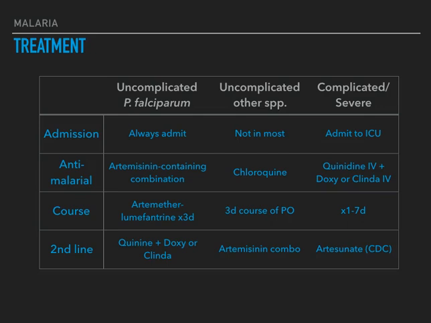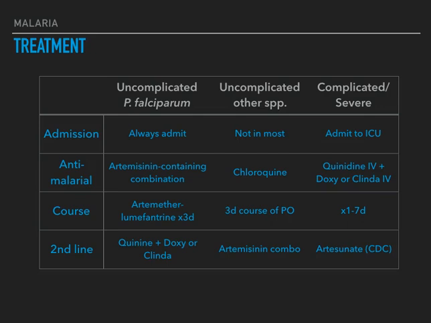These are patients that need to receive IV antimalarials, and that includes things like quinidine with a loading dose and then infusion, plus doxycycline or clindamycin IV. As an alternative to quinidine, you can get special access to something called artesunate from the CDC, but good luck with that. These patients need to be on IV antimalarials for at least 24 hours and up to 7 days before switching to an oral treatment course.